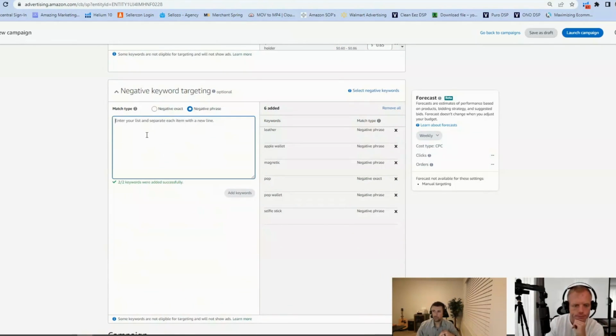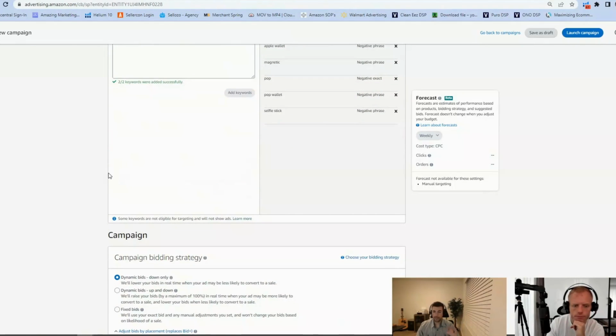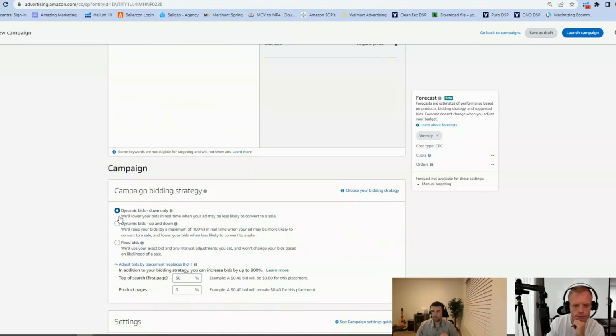Yep. I put in those same negative phrases or negative exacts that I don't want to show up in my campaigns at all. Dynamic bids down only or fixed bids, I'd make that choice. And then for my top of search bid, I would probably do anywhere between like 65 and probably 95, anywhere within that range as far as top of search.